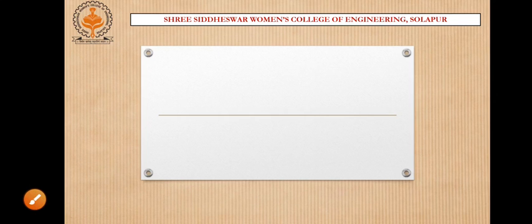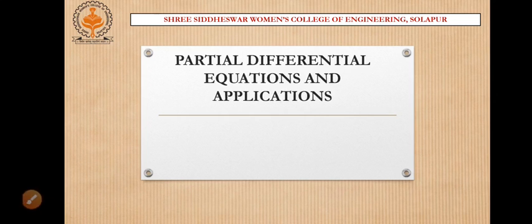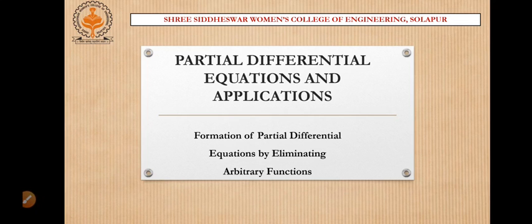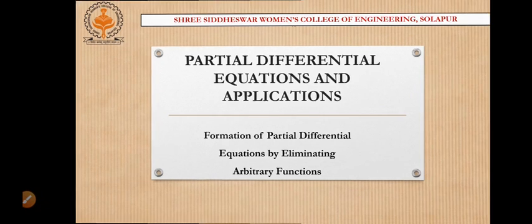Hello students, we are dealing with unit 4, that is partial differential equations and their applications from our M3 syllabus. So far we have seen the definition of partial differential equation, its order and degree. Also we have seen how to form the partial differential equation by eliminating the arbitrary constants in the given function z. Now we are going to see how to form partial differential equation by eliminating arbitrary functions in the given function z.